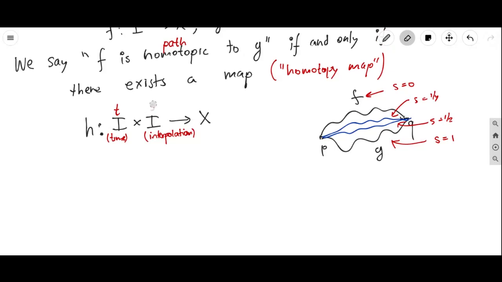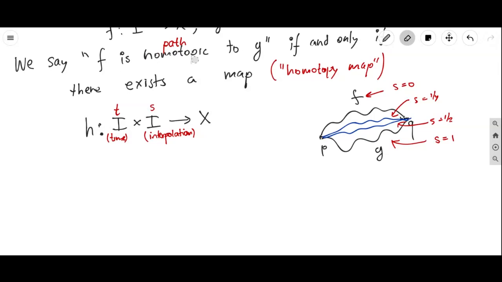And so when you flow, this is the interpolation parameter. When you flow the interpolation variable from 0 to 1, you begin with the original path, and then you continuously deform it into the second path, and it continuously fills in the space in between them. So that's the picture that you want to have.